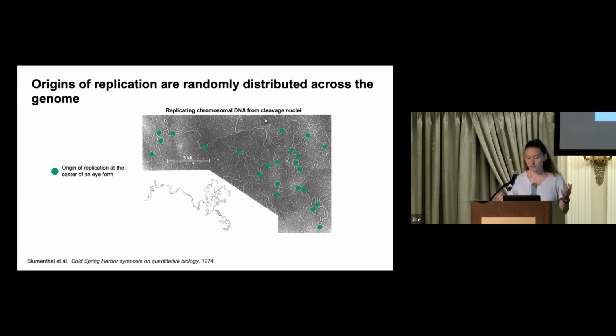So I devised a way to model the timing of replication at the reporter. I drew upon measurements of the positioning of replication origins within long replicating Drosophila chromosomes. These were measurements made by Blumenthal in 1974. I'm showing an electron micrograph of Blumenthal where I've annotated each of the origins of replication with a green dot. You see they look pretty randomly distributed along the genome.